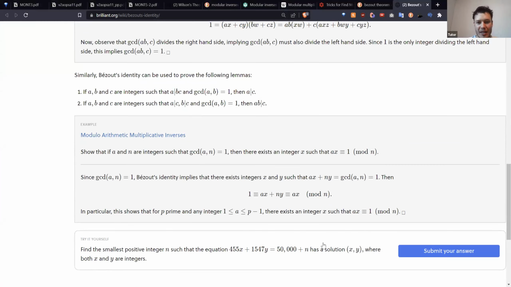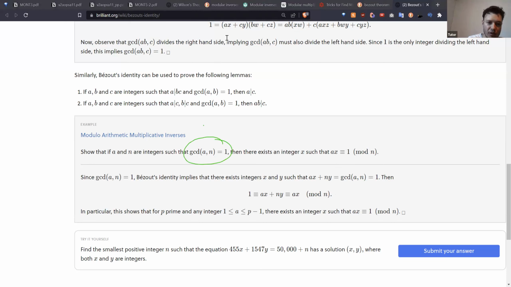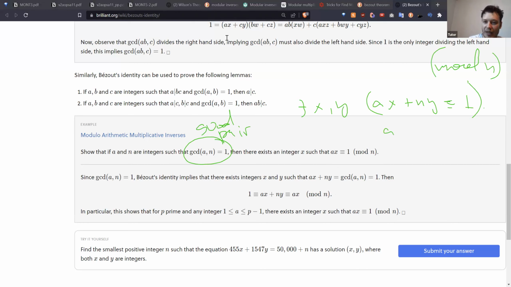Now, if you know that Bezout's theorem holds, then you can get modular inverses, right? Because if A and N are a good pair, then there is going to be some X and Y such that AX plus NY is equal to 1. So now if you look at this mod n, you're going to get that AX is congruent with 1 mod n. So basically what this means is that if Bezout holds, then A is going to have a modular inverse mod n.